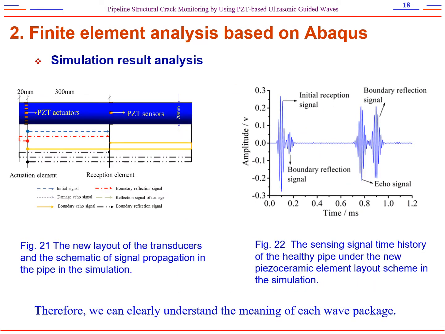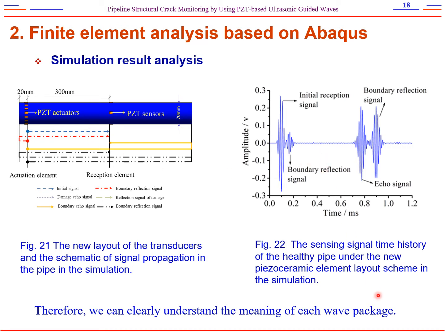Here is the new layout of the transducers and the schematic of signal propagation in the pipe in the simulation. The distance from the end to the PZT actuators is 20 millimeters, and the distance from the PZT actuators to the PZT sensors is 300 millimeters.